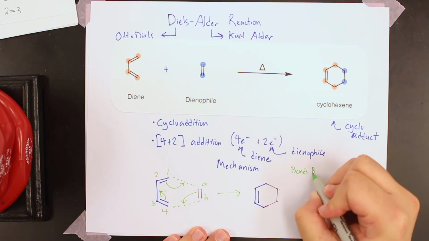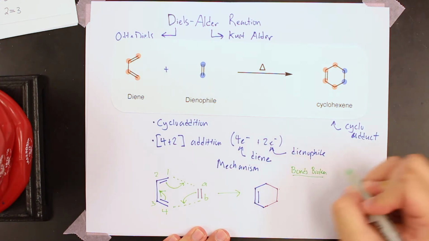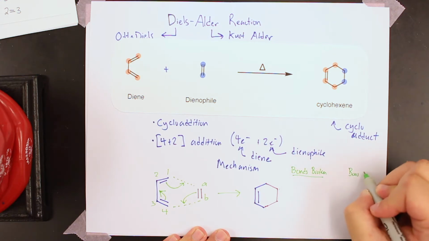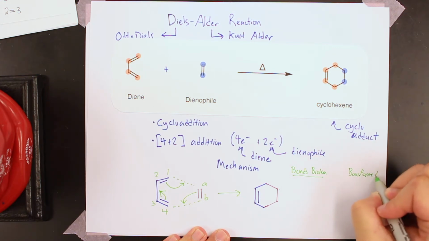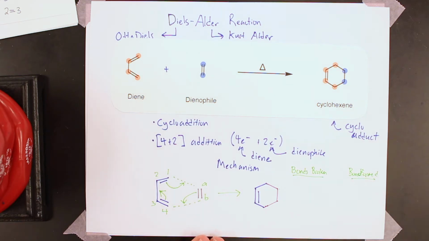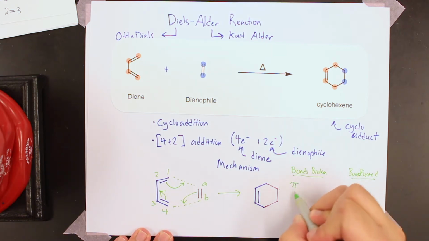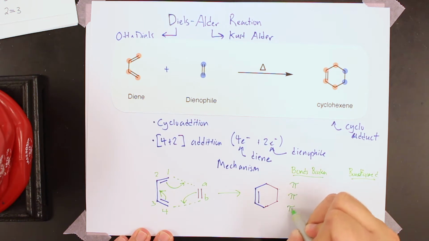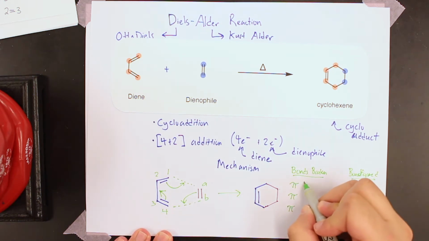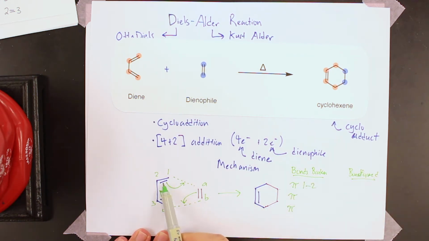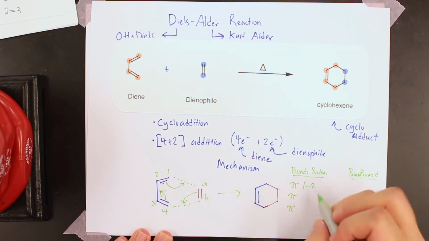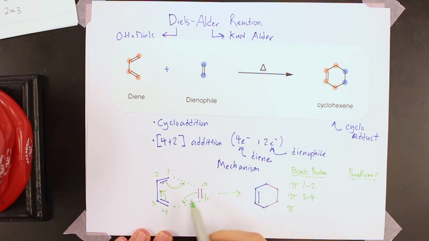So bonds broken, okay, and then we'll have bonds formed. Bonds formed. Okay. You'll notice here that what happens is in the reactants, 3 pi bonds are being broken. So there are 3 pi bonds that are going to be broken. And we can look at which bonds broke. So there was a bond between 1 and 2. So this one right here, that one broke. This one between 3 and 4, that pi bond broke. And then lastly, the pi bond between A and B also broke.